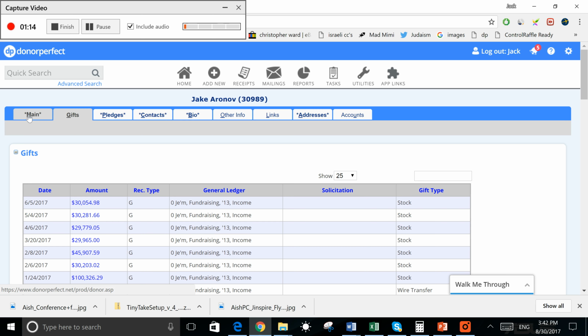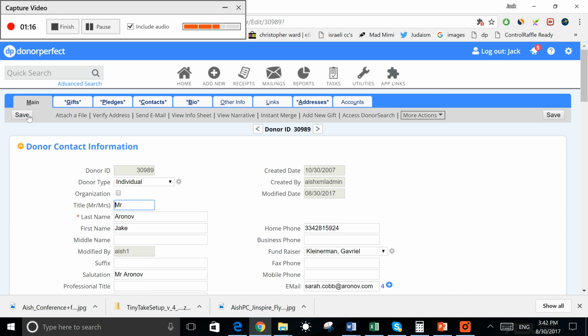So there's a lot more to Donor Perfect. We use a good chunk of it, not all of its capabilities. It's a stable system that works with us, manages the 10,000 donations a year that we get, and we have pretty good success with it.